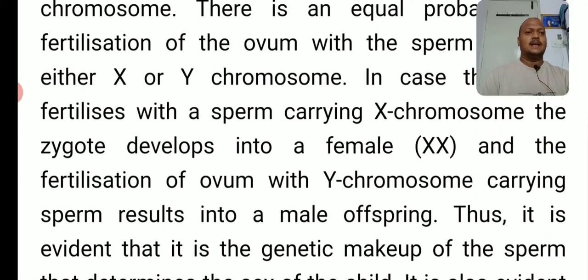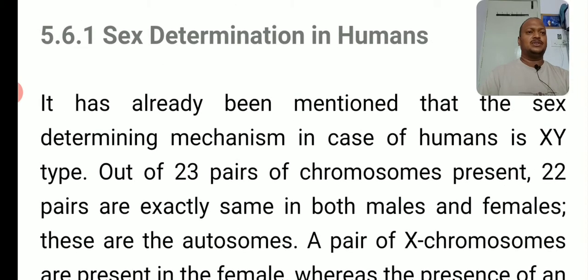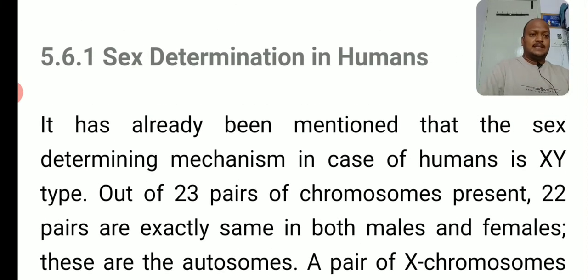After this is clear, once again I am revising here: the sex determination in humans. What is the pattern? XX and XY type of sex determination, male heterogamy. After this video class, write it down in your notes. Parents: XX and XY. XX is the female, XY is the male, right?